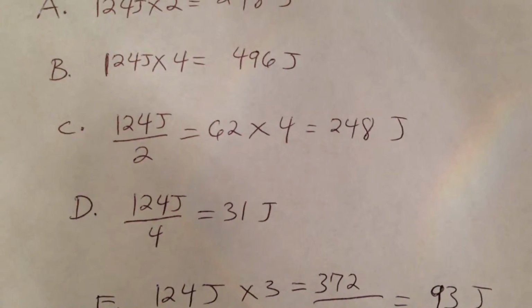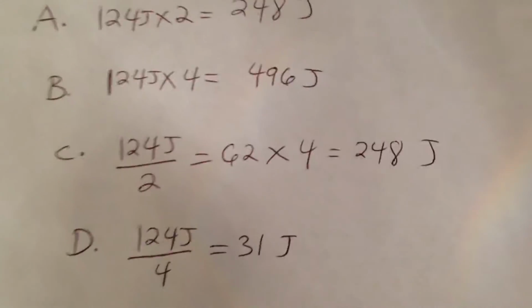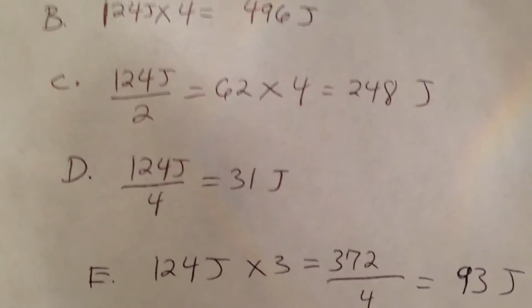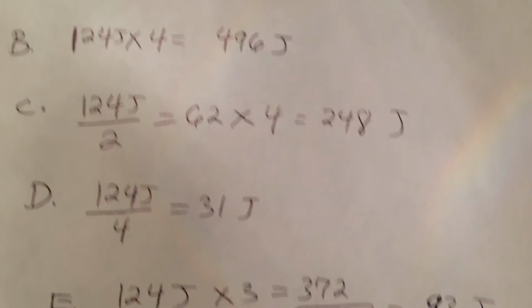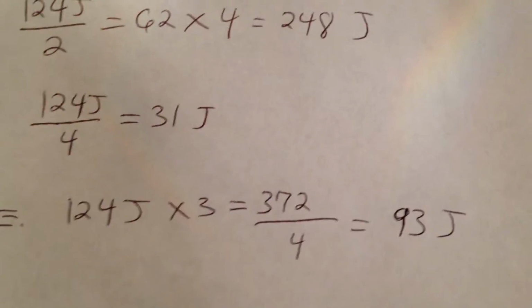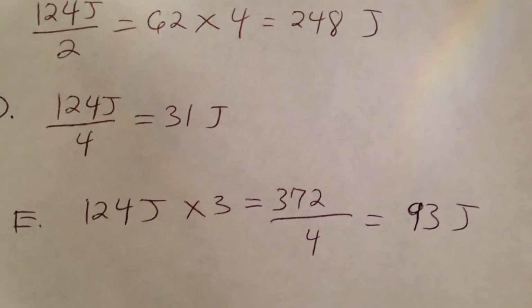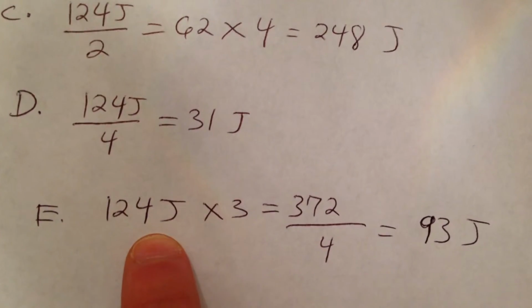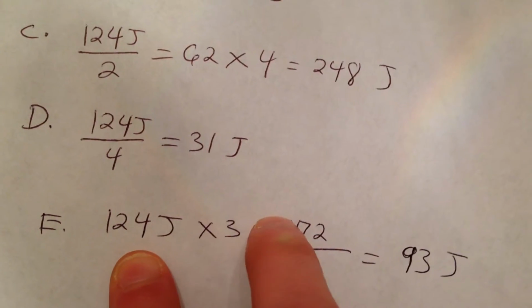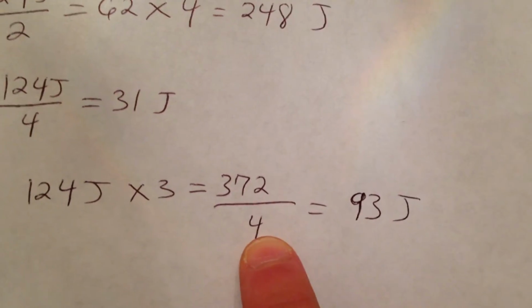Now in part D, we want to halve the speed, so you would divide by 4. That's the same as saying 1 over 2 squared, which is the same thing as dividing by 4. And then in E, they want to know what happens if we were to triple the mass and halve the speed. Well, whatever happens to the mass happens to the kinetic energy, so it's multiplied by 3 and then divided by 4.